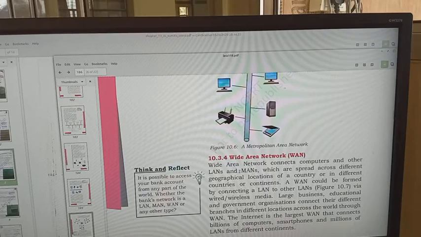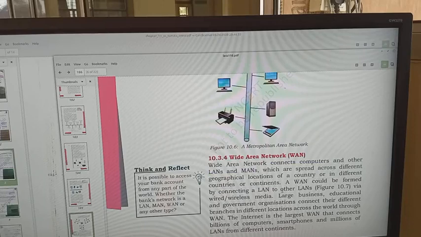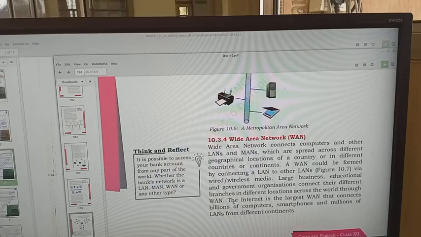WAN, wide area network. A wide area network connects computers and other LANs and MANs which are spread across different geographical locations of a country or different countries. Our internet is a better example for WAN. A WAN could be formed by connecting a LAN to other LANs via wired or wireless media. Large business, educational and government organizations connect their different branches in different locations across the world through the WAN. The internet is the largest one.